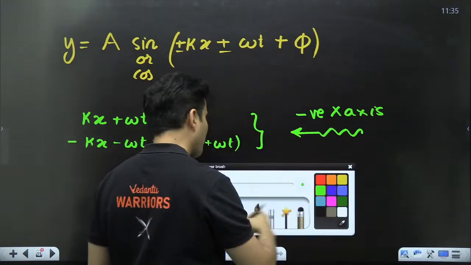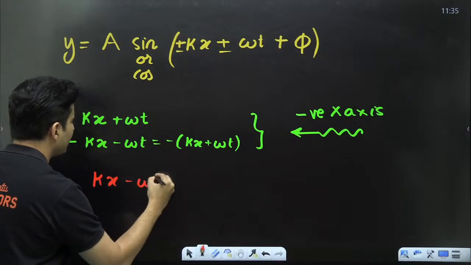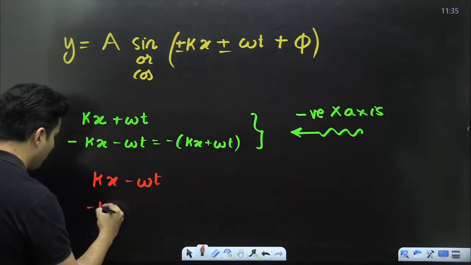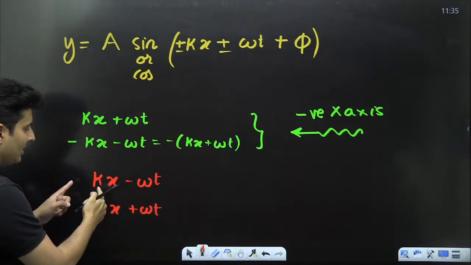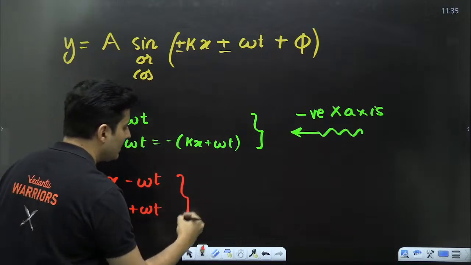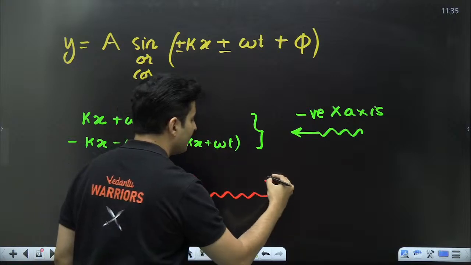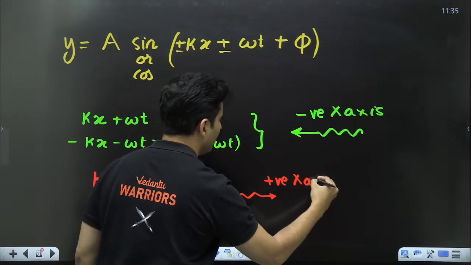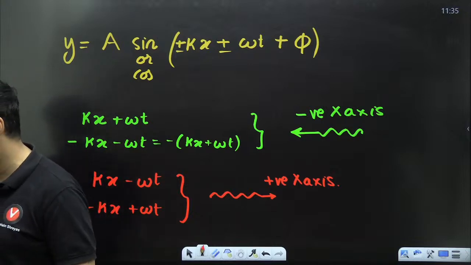Keep this in mind. But if, for example, it is kx minus omega t, or minus kx plus omega t, or omega t minus kx, or minus omega t plus kx, basically the signs are opposite, then the wave is traveling in the positive x-axis. Is that absolutely clear, my dear warriors?